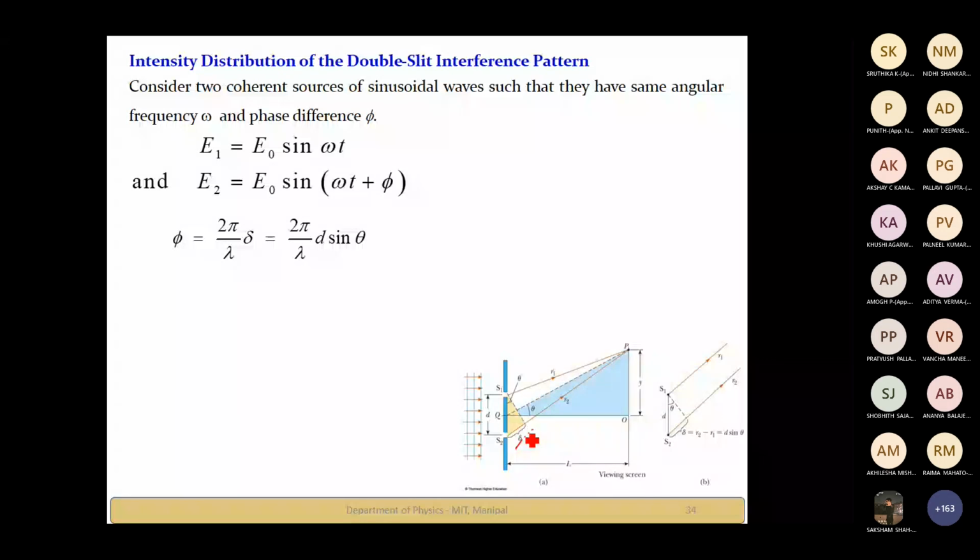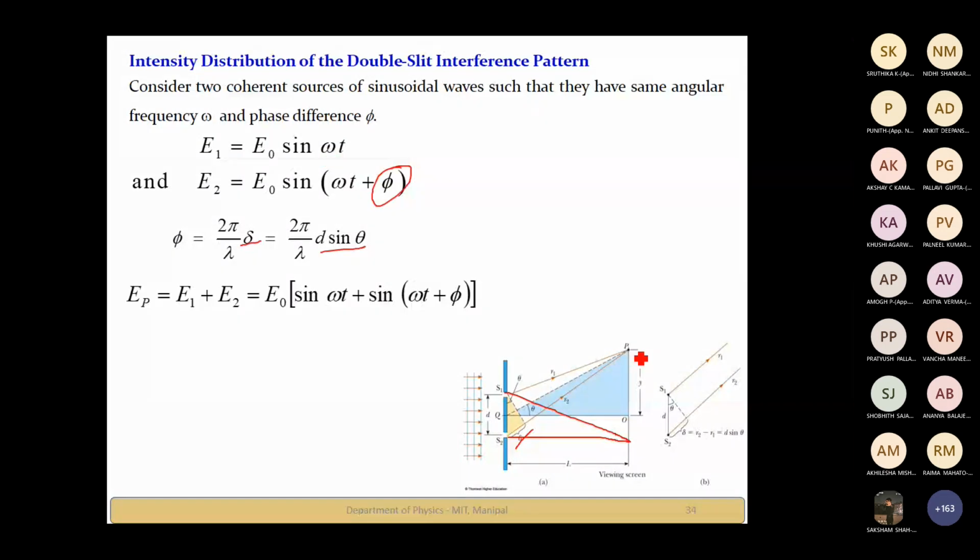So we'll write E1 equal to E0 sin omega t, and E2 equal to E0 sin (omega t plus phi), where phi is the phase difference, which is related to the path difference by 2 pi by lambda. The path difference we already know, as we have studied in Young's double slit experiment, is d sin theta. The resultant will be E1 plus E2. These two waves add up and produce some pattern. Let us assume the resultant will give rise to some intensity at point P. That's what we are looking at: the intensity at this point P.